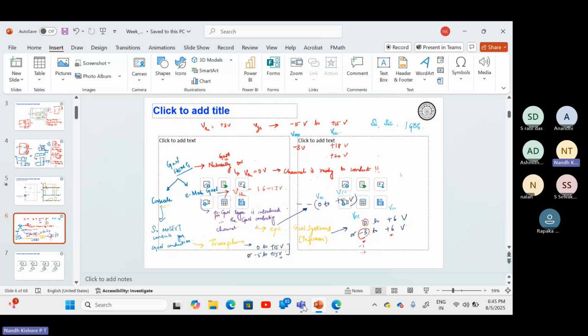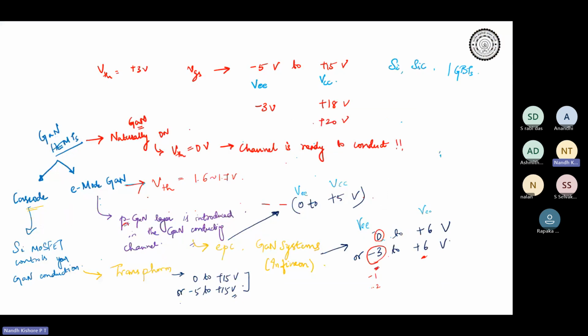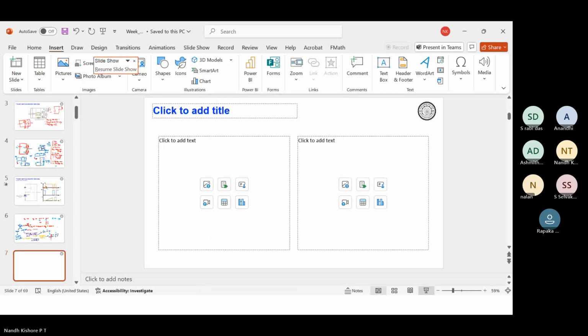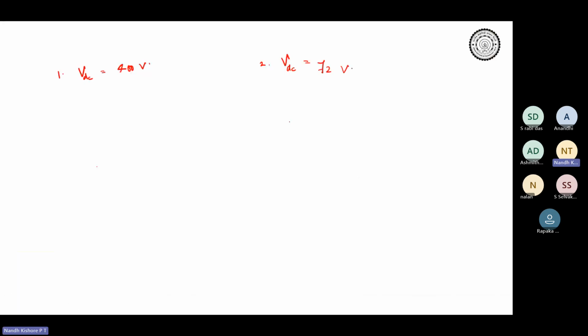Okay. So now let me give you two scenarios, so that you get a better idea. Let's say my first application is that VDC is basically 400 volts. And second application is VDC is 72 volts. And let's say the switching frequency of my converter, any converter, let's say you take a buck converter.